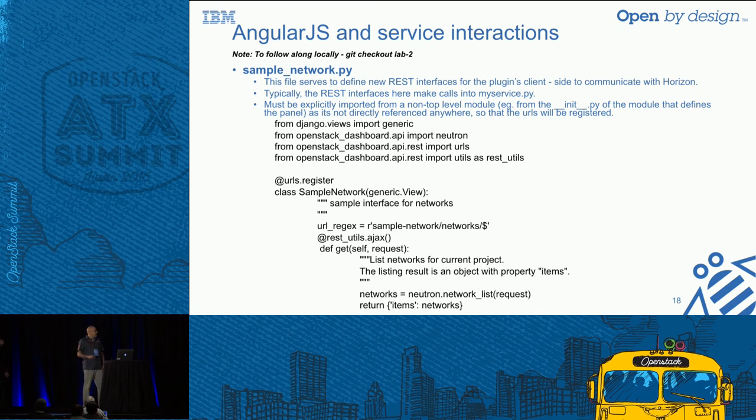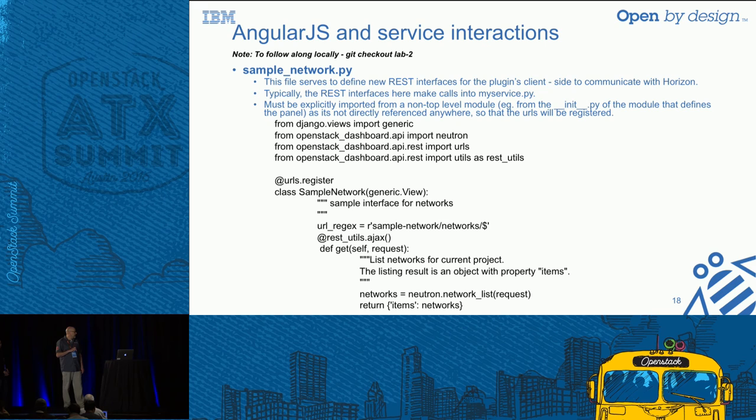So back to serving up JSON from Horizon for your Angular code to consume. Horizon has some utilities that are useful to help do this. And if you look at the file I've provided, a couple of the points to note here are this Python decorator, URLs register, tells Horizon that the class inside is implementing a REST API that's going to be consumed by Angular. It turns out the class name is almost irrelevant, but give it a good name and extend generic view. The URL specifies at what URL my REST API is going to be serving from.